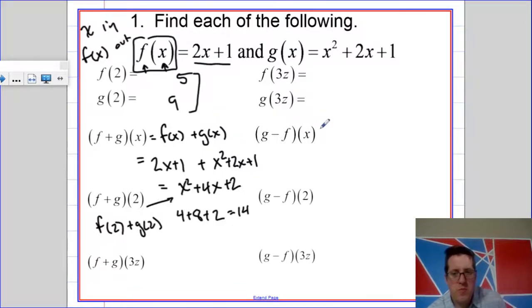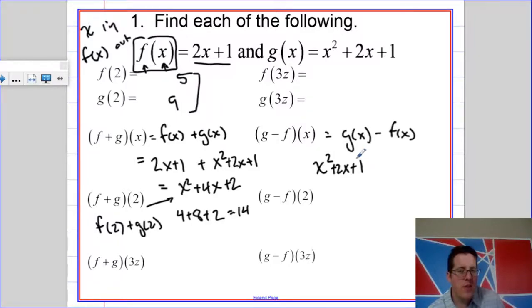Okay, so let's move over to subtraction. Subtraction would be g of x minus f of x. Substitute in the rule or the formula or the right side of the equation. So x squared plus 2x plus 1. Now, the tricky thing for functions is this says subtract f of x, which means subtract all of f of x. So that would give us x squared.